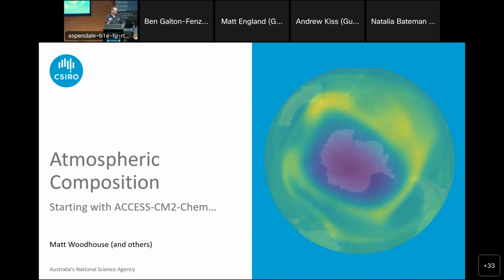Hello, morning everyone. I think the title I was given was atmospheric chemistry, but I've changed it to atmospheric composition because it's more than just chemistry. It's more than just gases floating around that we're really interested in. That's a nice picture of an ozone hole simulated by ACCESS, I think. I nicked it from one of Fraser's slides, so I'm not sure if it is or not.